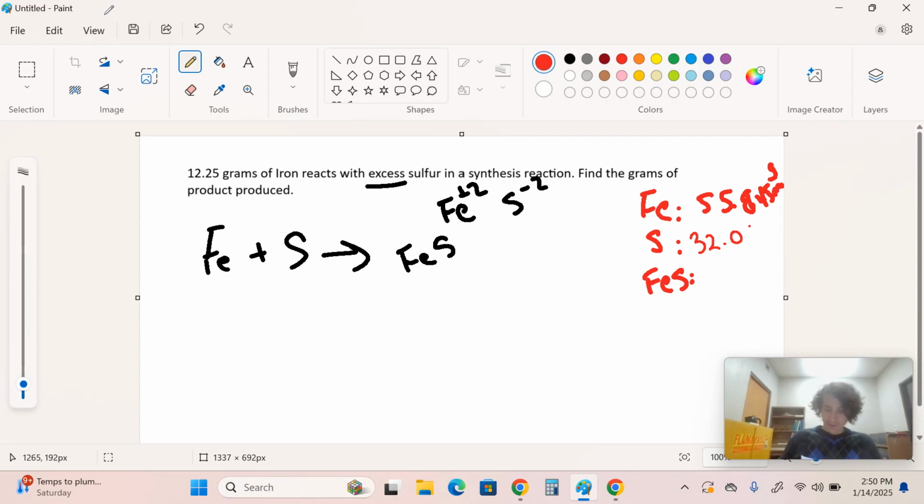Sulfur is going to be 32.065, I believe. Am I right? Yeah, 32.065 grams per mole. Remember, molar mass is grams per mole. Okay, and then iron sulfide, I just got to add them together.